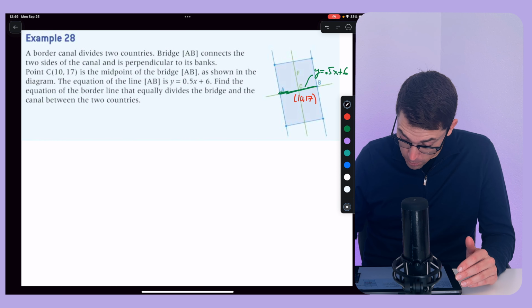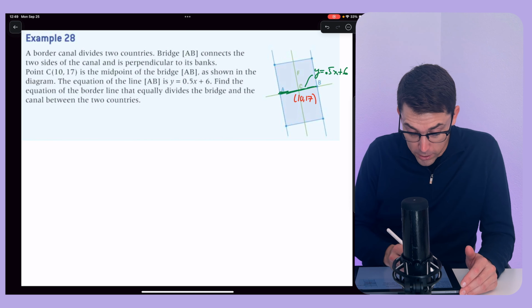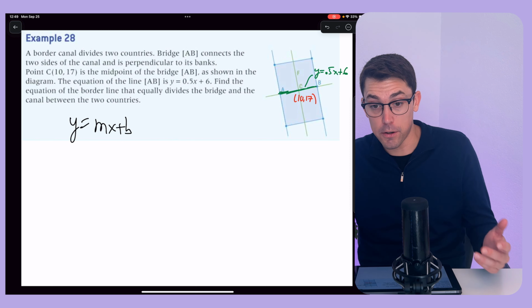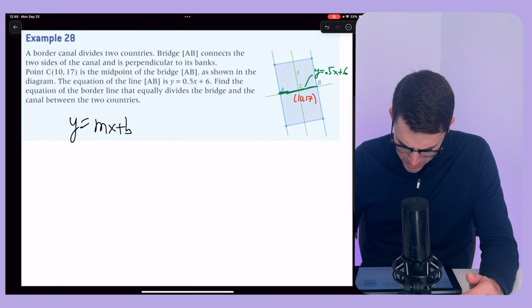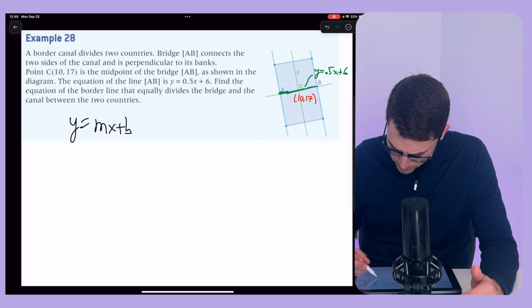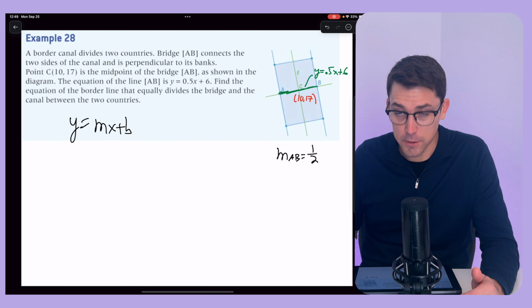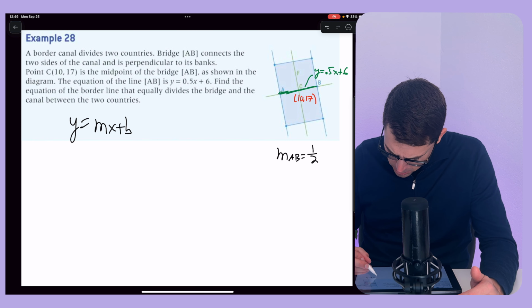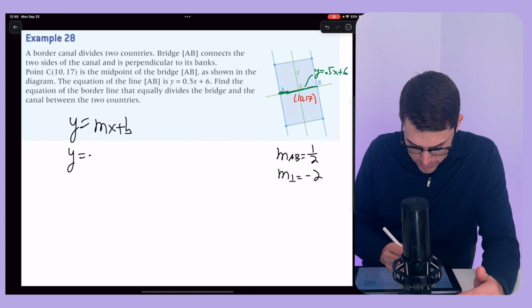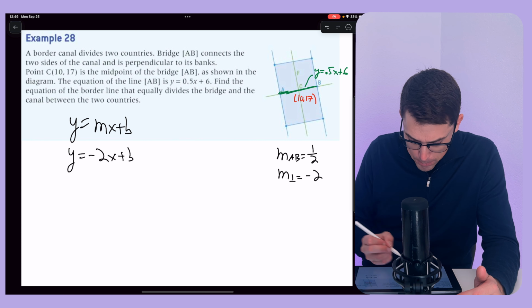So if I want to write this line, well, I know that in general, y is going to be equal to mx plus b or c, depending on how you want to do it. Well, here's the thing, if the slope of AB is equal to positive 1/2, 0.5, well, then the slope of the perpendicular line has to be -2. And that's exactly what I can put in here. I can write y is equal to -2x plus b.